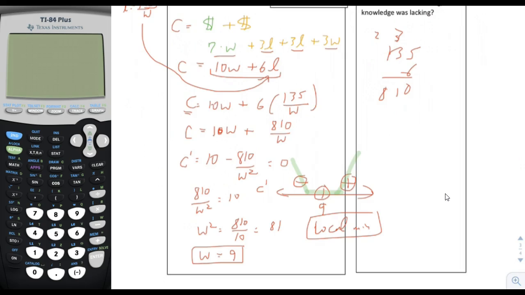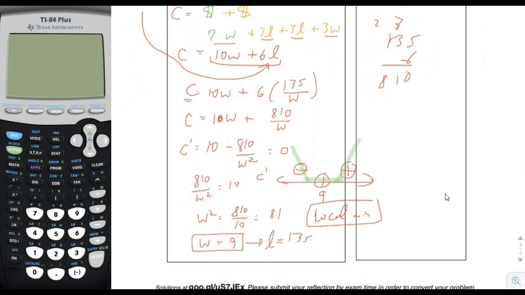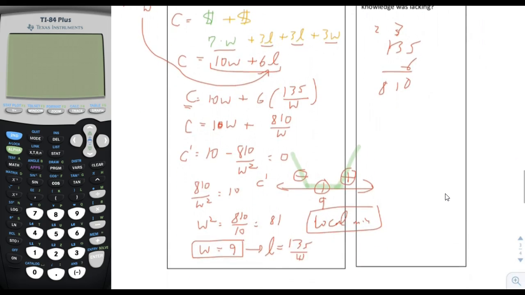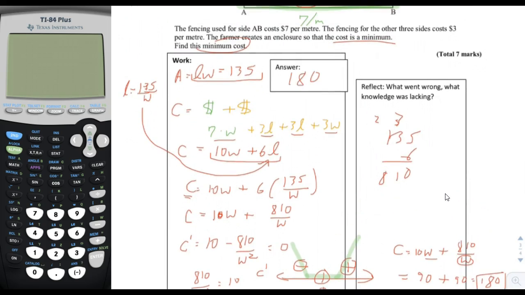So then, now that we know that W is 9, we can also figure out the length, because the length is equal to 135 divided by W. Okay? All right. But what they really wanted to know is the cost. And the cost is equal to 10W plus 810 divided by W. And so let's put in 9 for W here and here. So we're going to have 90 plus 90 is equal to 180. So our cost is going to be 180. All right, and that's it.